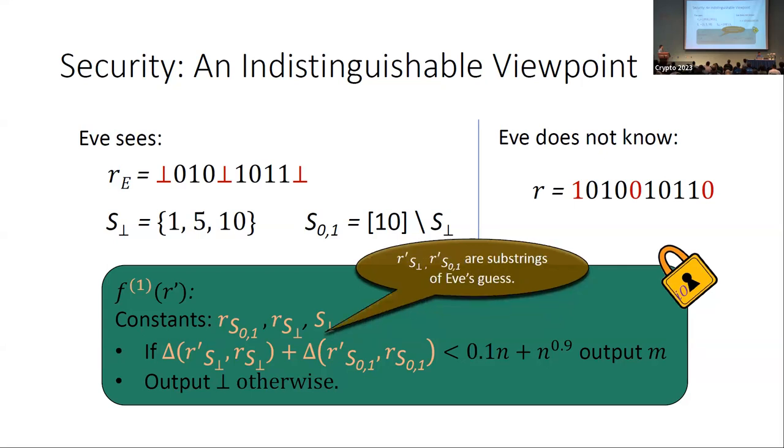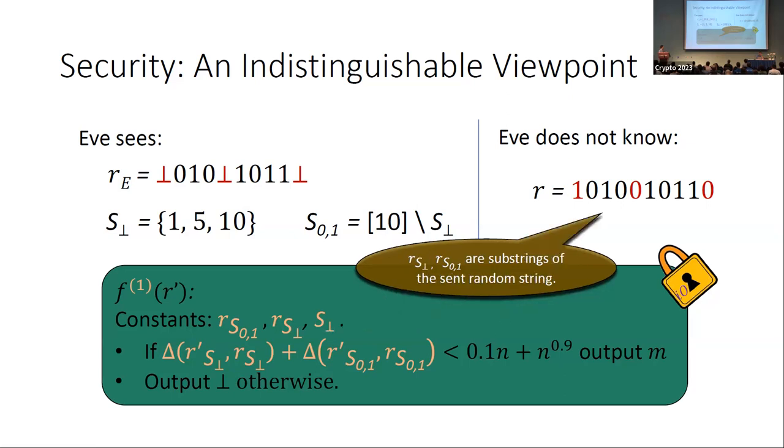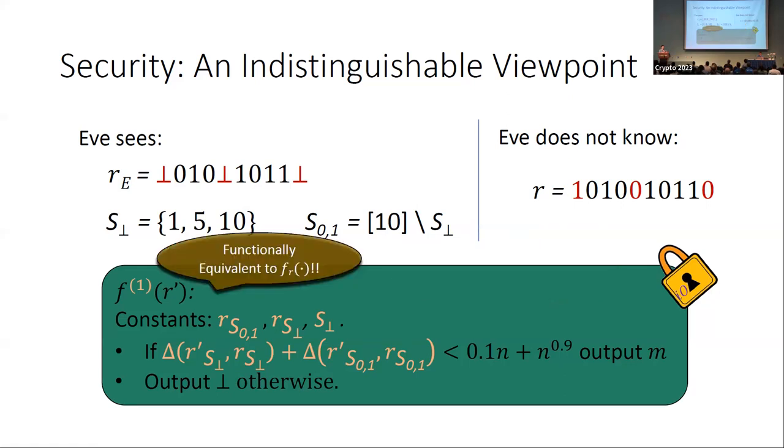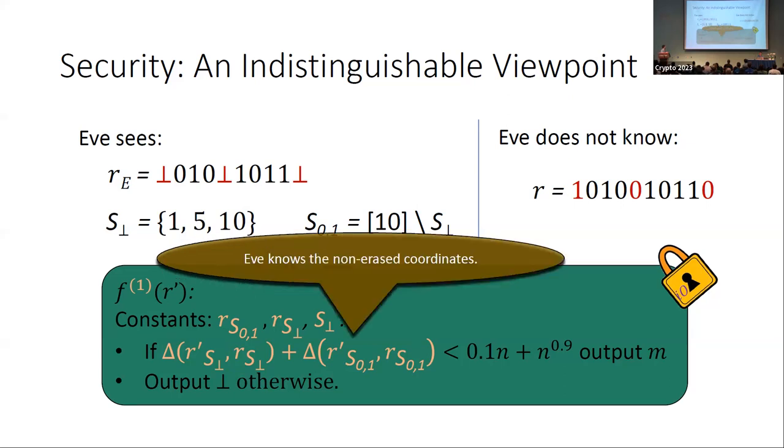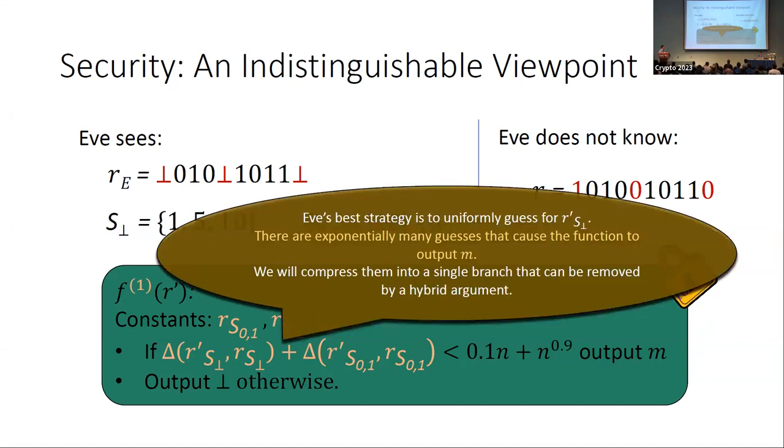And R prime S bot, R prime S sub 0,1 are substrings of Eve's guess corresponding to the erasure positions. R without the prime is the original string, substrings of the original string. And just observe that we've done nothing but split everything syntactically. So this is functionally equivalent to the original circuit F. But let's make some observations on this new circuit. Eve knows the non-erased coordinates. That's by definition. And Eve's best strategy for this S bot indices is to uniformly guess.